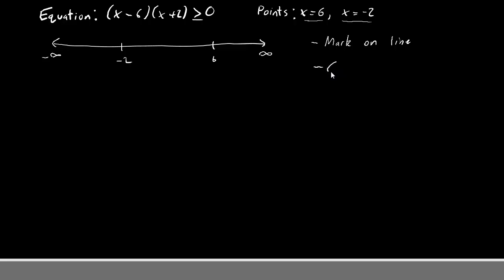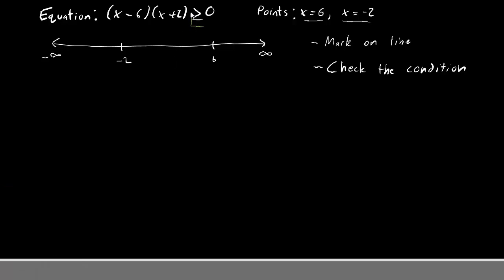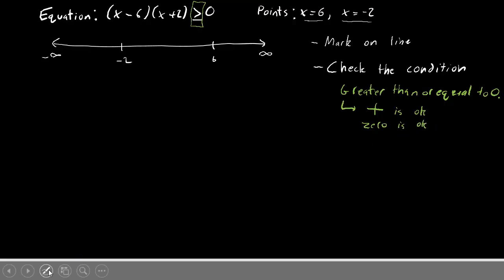Now that we've marked everything on the line, let's check the condition that the equation gives us. So the condition, according to this equation right here, is that it must be greater than or equal to 0. That means if it's positive, that's okay. If it's 0, that's okay too. If it's positive or 0, it is part of the answer. However, if it's negative, that's not part of the answer.